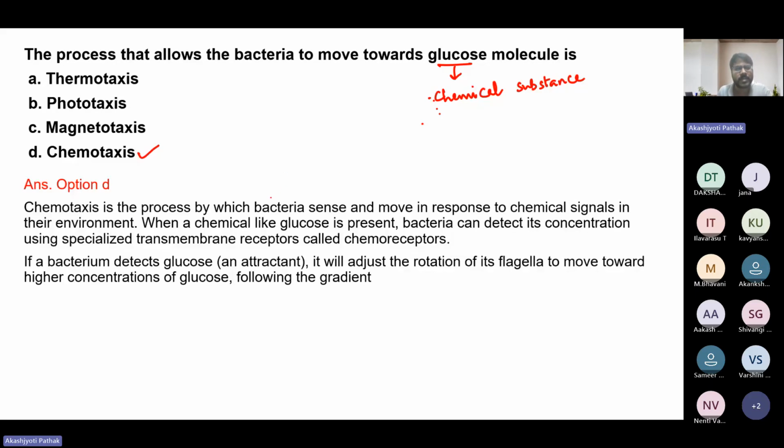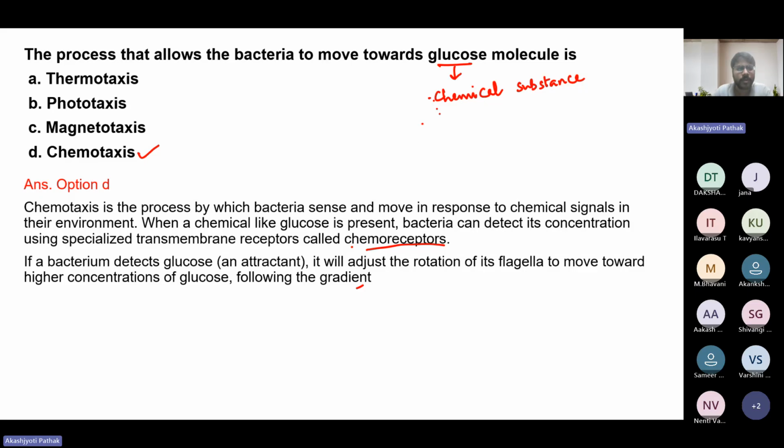So chemotaxis is the process by which bacteria sense and move in response to chemical signals in the environment. The bacteria have the ability to sense different chemicals present in the environment, and this enables the bacteria to move from one location to another. When a chemical like glucose is present, the bacteria can detect its concentration using specialized transmembrane receptors, called chemoreceptors. This helps the bacteria detect the glucose and adjust the rotation of its flagella to move towards a higher concentration of glucose, following the gradient. Okay, so these are easy concepts.